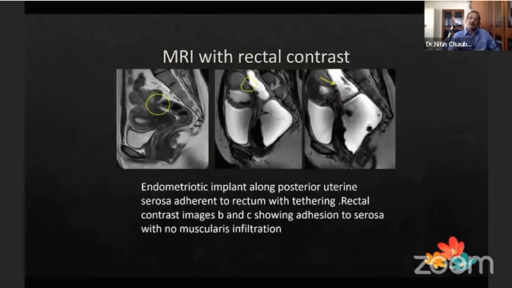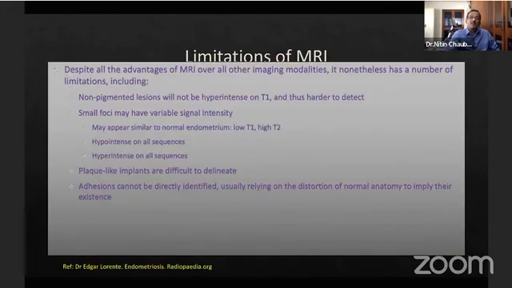Then we also do MRI with rectal contrast. So we put some contrast agent in the rectum and we can again delineate the walls of the rectum. But again, with MRI, the problems are several. One is of course cost. Number two is that if it's a non-pigmented lesion, we may not see it on MRI. Number three is whenever the lesions are extremely small, they may be very difficult to see. And number four, of course, it's not a dynamic technique like ultrasound is.